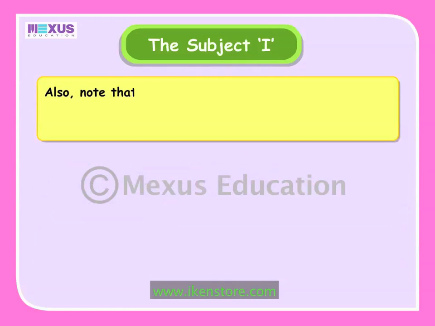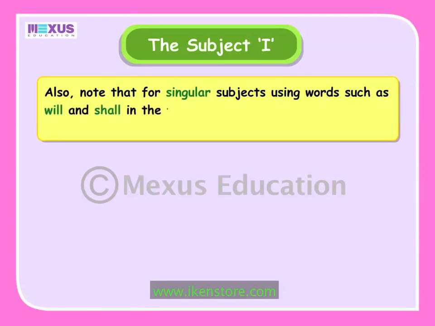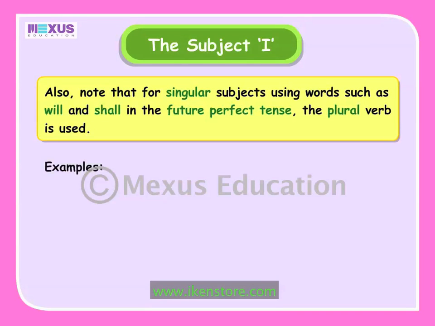Also, note that for singular subjects, using words such as will and shall in the future perfect tense, the plural verb is used. For example, I shall have sung. He will have sung. We use the plural verb have with both these singular subjects.